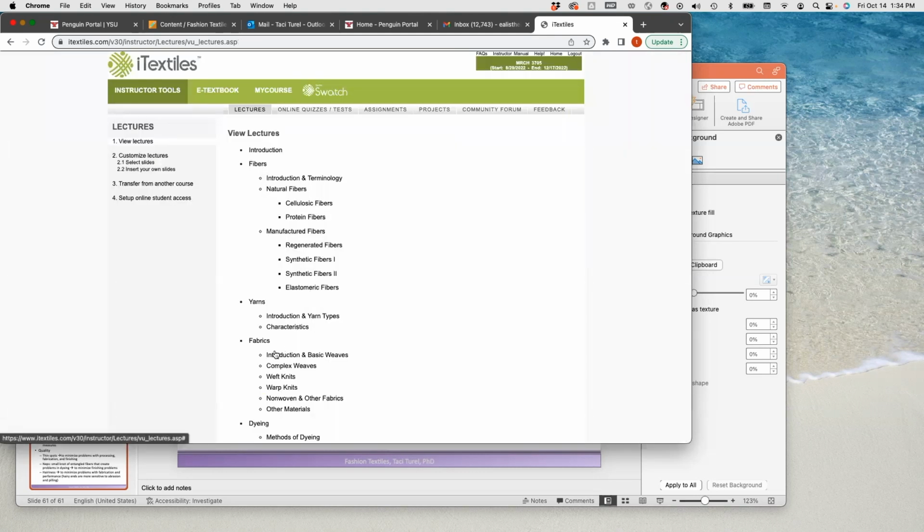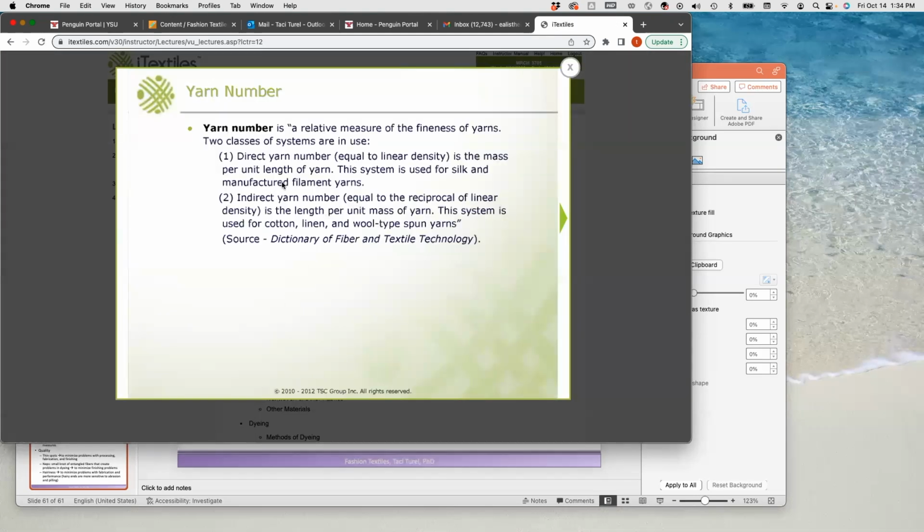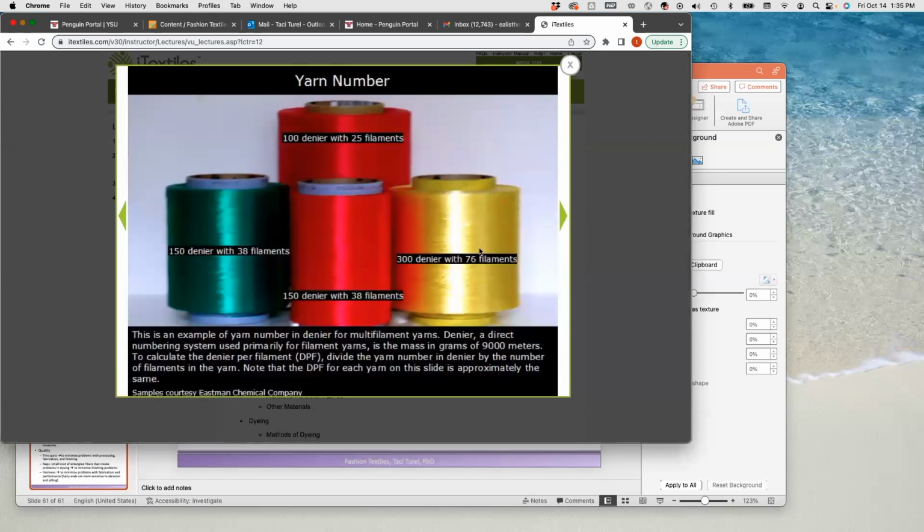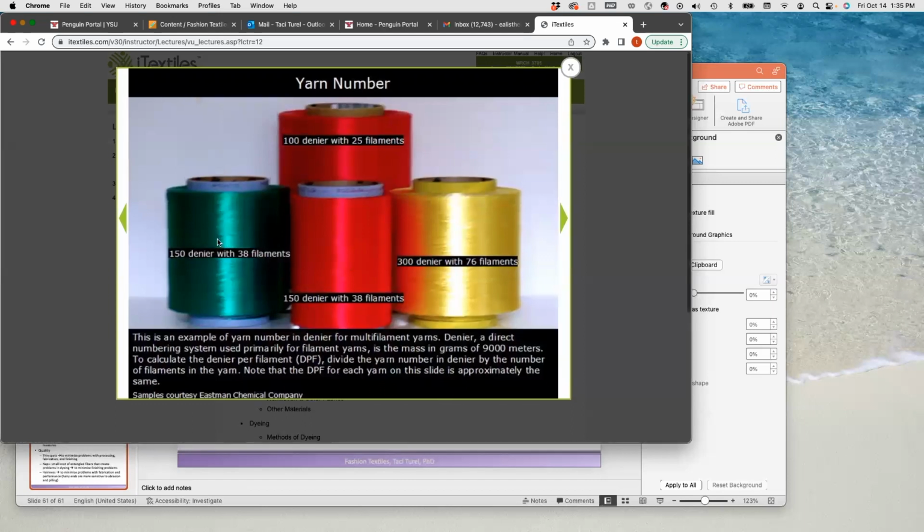Okay, so let's go to the yarn characteristics. In your iTextiles, it also talks a little bit about yarn numbering systems, denier, tex. These are different yarn numbers. This is a 150 denier with 38 filaments per yarn, 150 denier, 100 denier, 300 denier. So that means, you know, this one is the finest and 300 denier is the coarsest, because as the number goes up, the coarseness goes up.